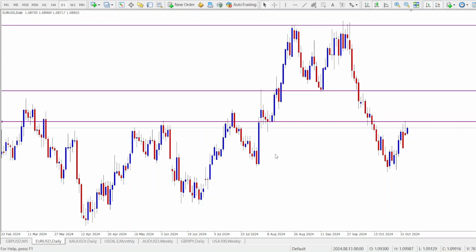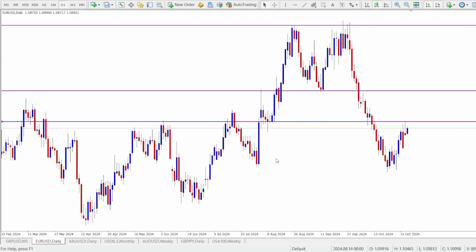Now, thirdly, routine execution. Execution is key. Develop a daily routine where you check the market at the same time every day. This consistency will help you stay disciplined and focused. As you analyze the market, look for setups that align with your strategy.